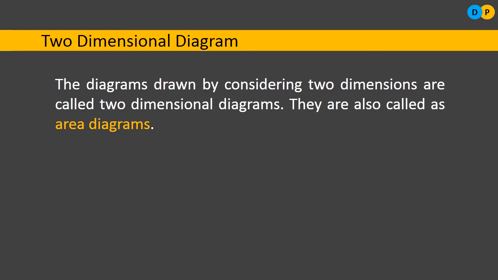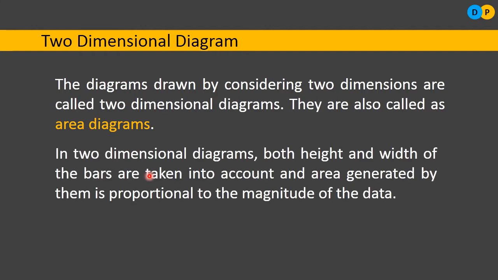They are also referred to as area diagrams. So why are they referred to as area diagrams? Because once you draw a diagram considering two dimensions, you will come up with a closed area. So it will be referred to as an area diagram. That's the reason we refer to them as area diagrams.